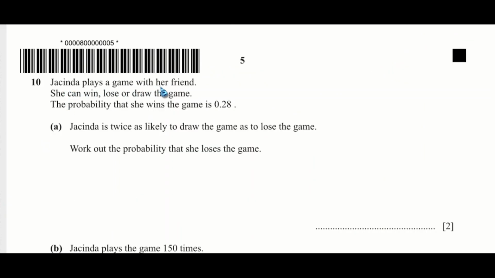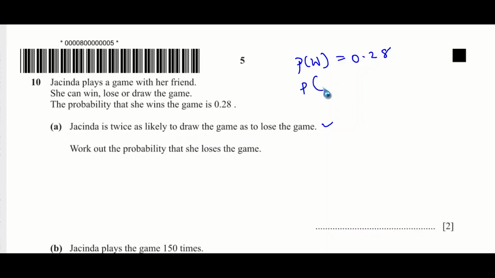Jacinda plays a game with a friend. She can win, lose, or draw the game. The probability that she wins the game is 0.28. Question A. Jacinda is twice as likely to draw the game as to lose the game. Okay, so I can just say that the probability of win is given as 0.28. And from this statement now, Jacinda is twice as likely to draw the game as to lose the game.